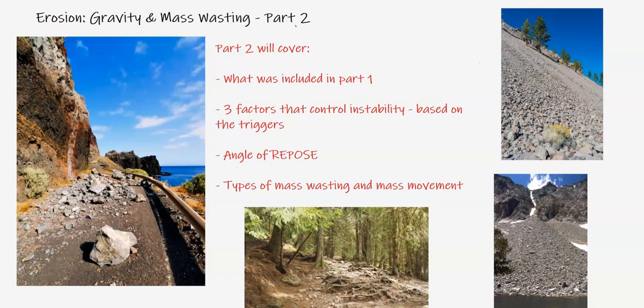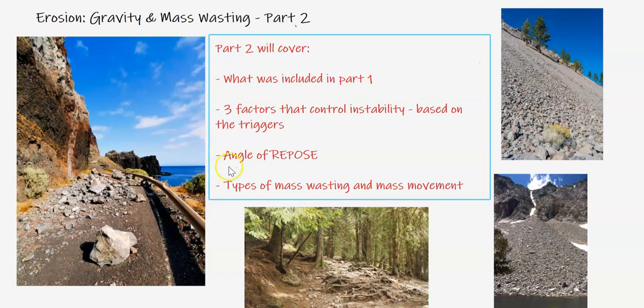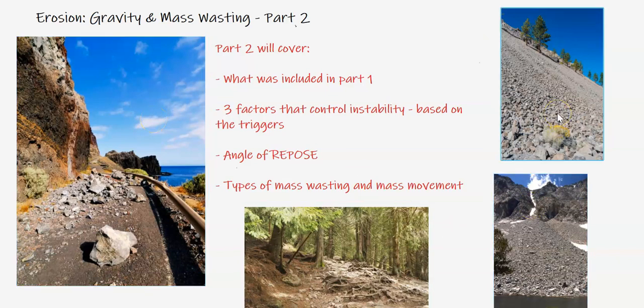Welcome back. This is the erosion, gravity, and mass wasting part 2 video. And as you can see, I've got some awesome pictures here of various types of rock falls and landslides and rock debris avalanches and different slope angles. And this is basically how gravity creates this kind of movement on a gradient or slope of massive rock or soil or regolith moving downslope with gravity. So that's pretty much what was in part 1.